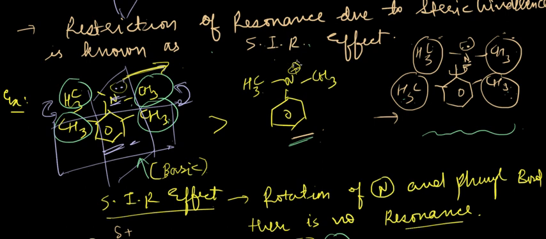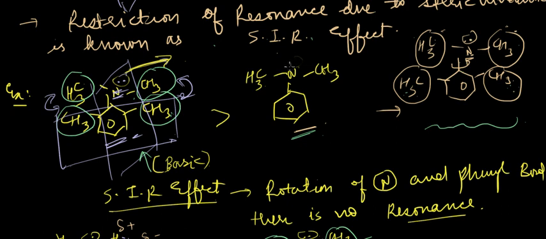And why? Because in this one you can see that the nitrogen atom has a lone pair, and the lone pair will be involved in resonance with the phenyl ring. Okay, so because of the rotation of the nitrogen and phenyl sigma bond, there will be no resonance because of the SIR effect.